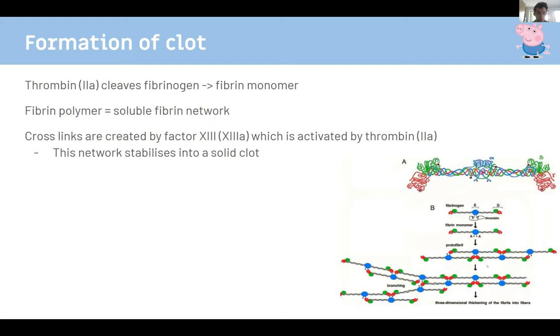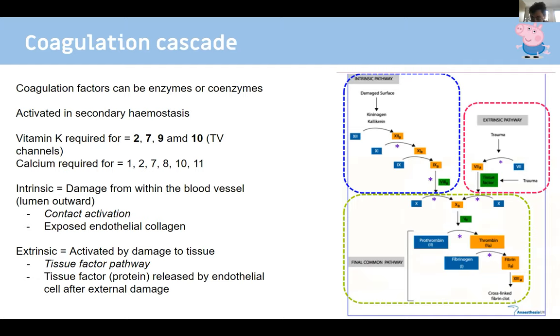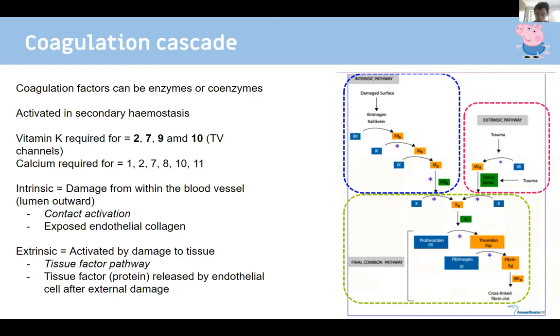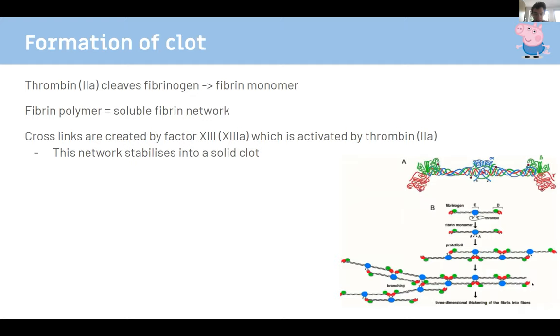And so thrombin cleaves fibrinogen to make fibrin monomers. This is a fibrin monomer. You can see it here. And a fibrin polymer is when these connect together and then make this little structure over here. These are soluble. What you need though is factor 13A. Factor 13A is activated by thrombin 2A, so it's activated by thrombin as well. And that's what stabilizes the network, the cross-branching, and it makes a whole network that stabilizes into a clot.